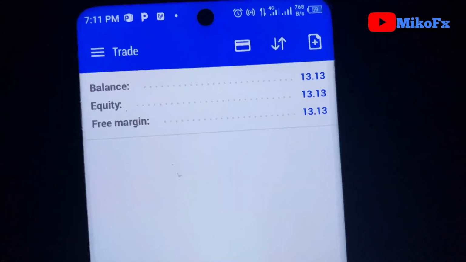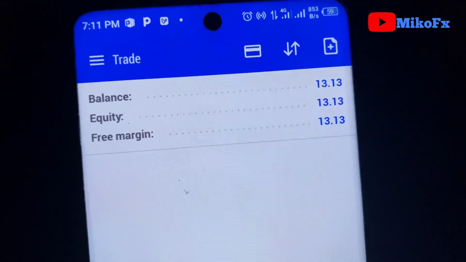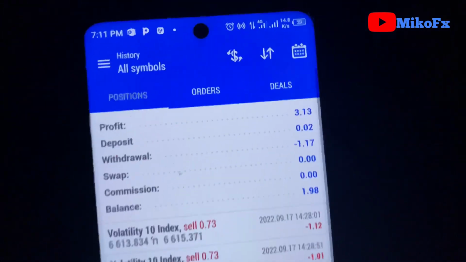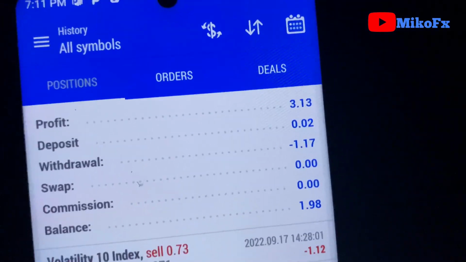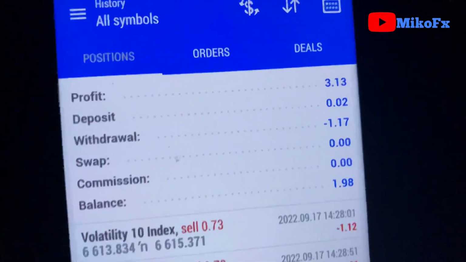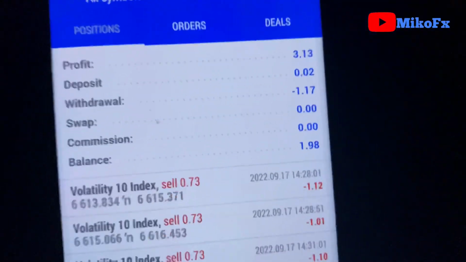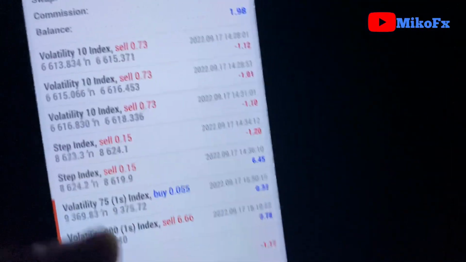So we started with $10 and we closed with $13. That means we are up by $3. Made a profit of $3.13, which is very good for a $10 account. And this is what I want to explain.